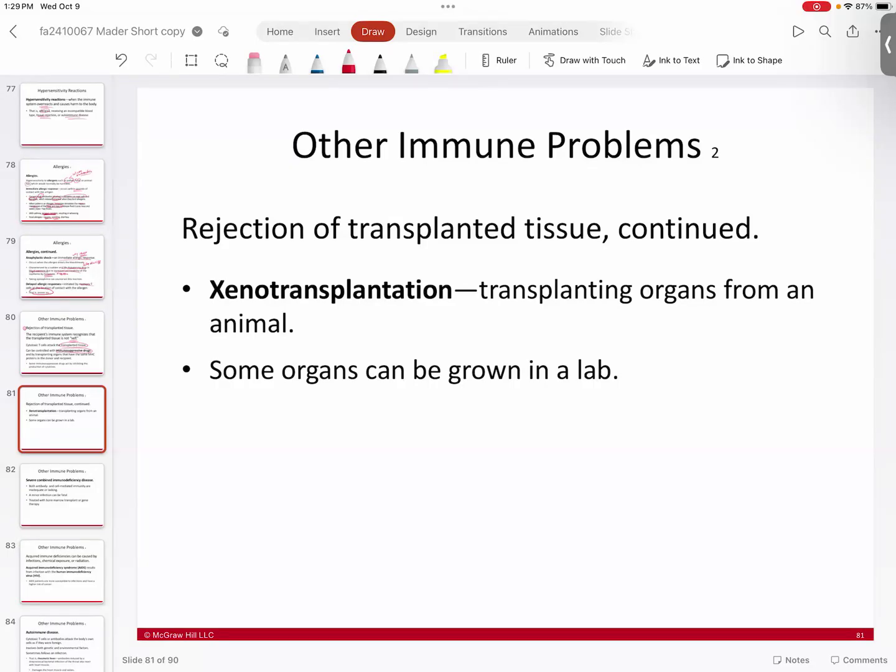A couple of things you can do, for instance, you can do transplants of different things. One, you could do what's called xenotransplantation, so transplanting organs from other animals.